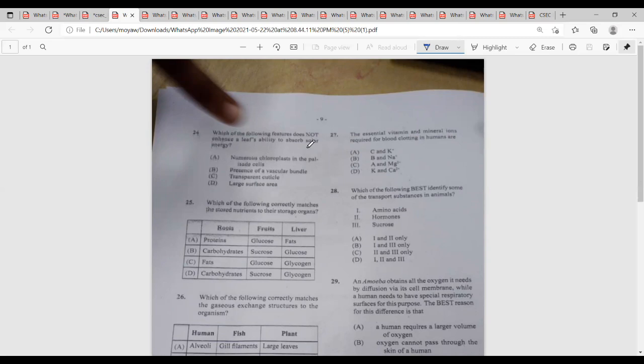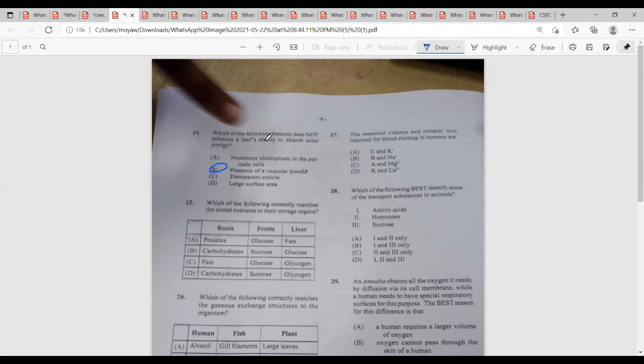B, presence of a vascular bundle. So the presence of the vascular bundle, remember the vascular bundle contains the xylem and the phloem, which helps to transport water, minerals, and food. All right. So looking at this, this is definitely the answer, because it has nothing to do with absorbing solar energy.